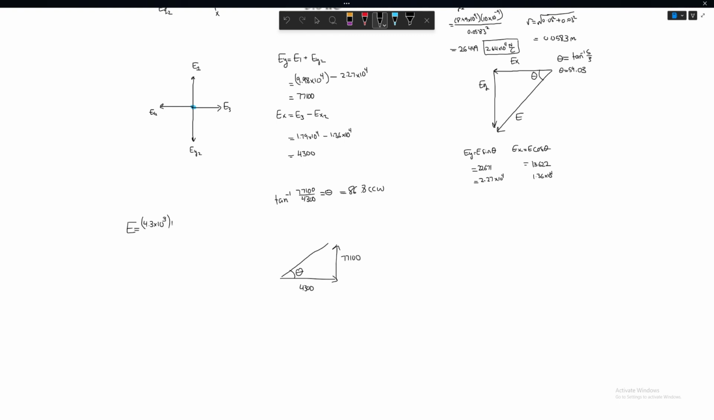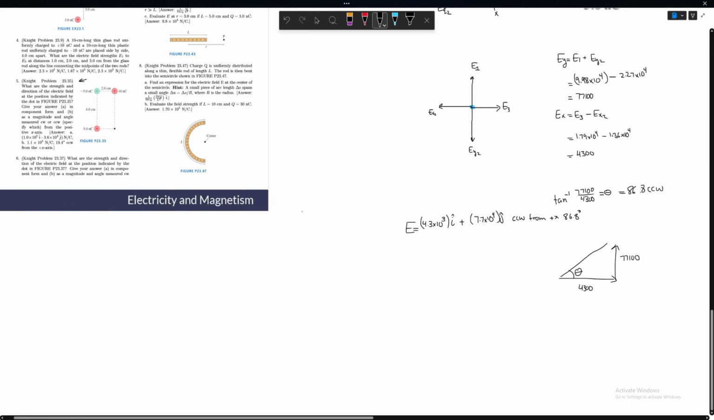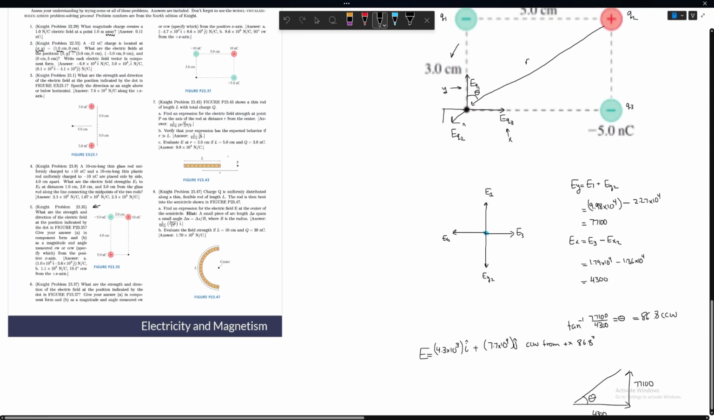This is going to be i hat, because it's positive. Now my y is also positive, so plus my y, which is 7.7 times 10 to the 4, j hat. And then I'm also going to say 86.8 degrees counterclockwise from positive x.